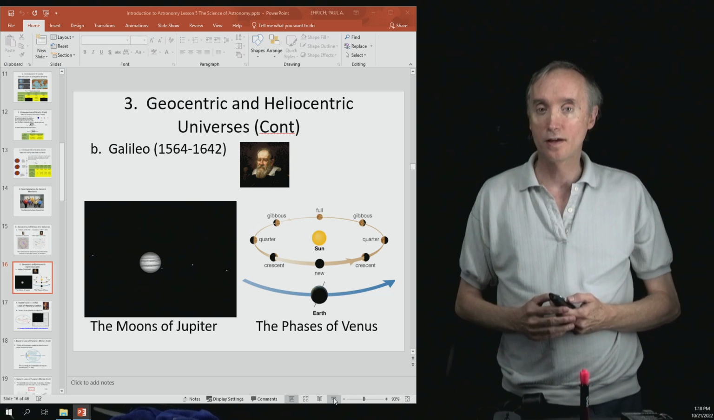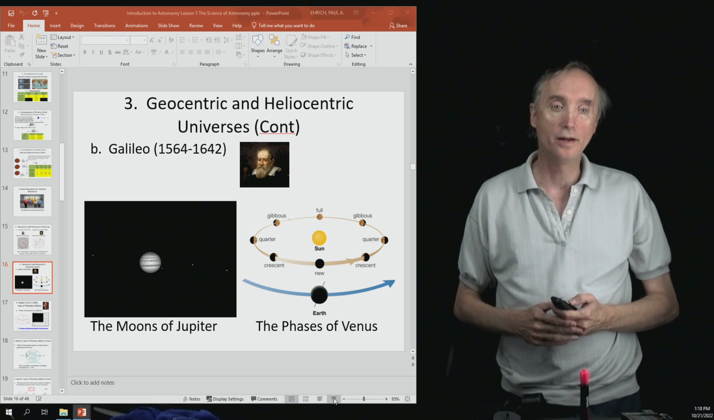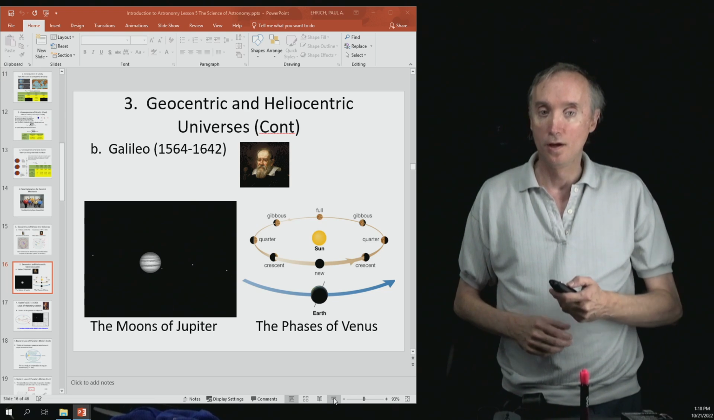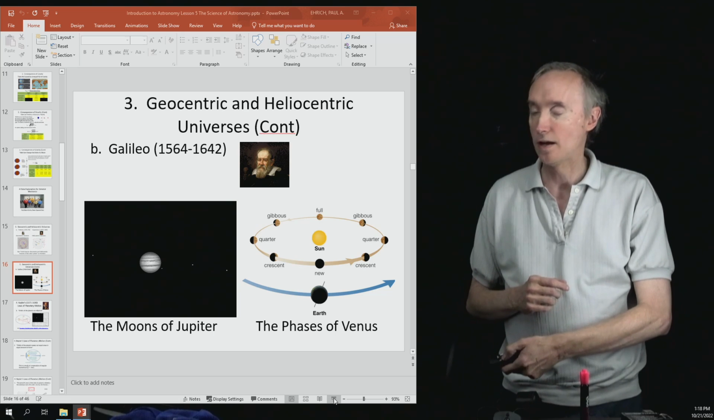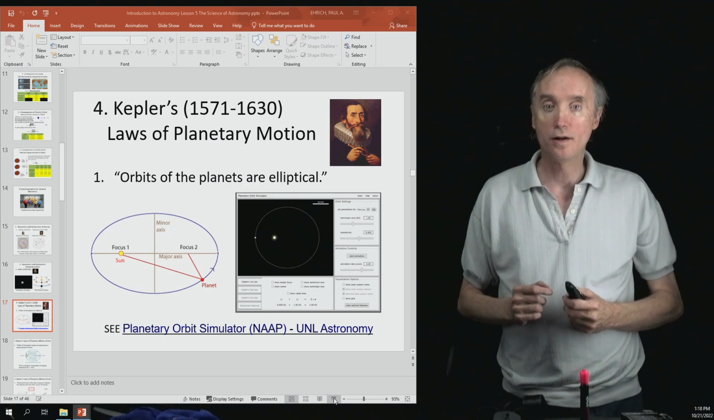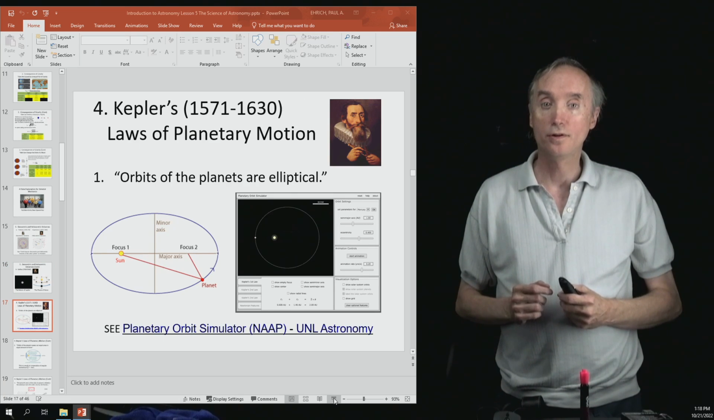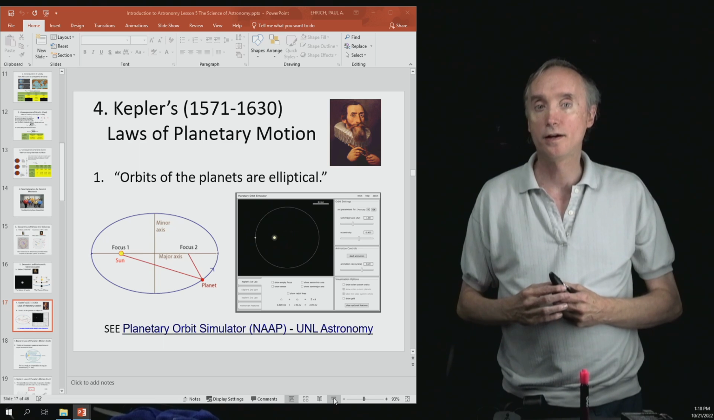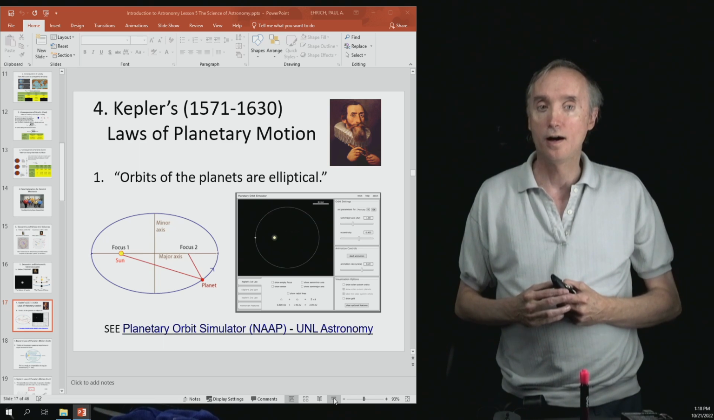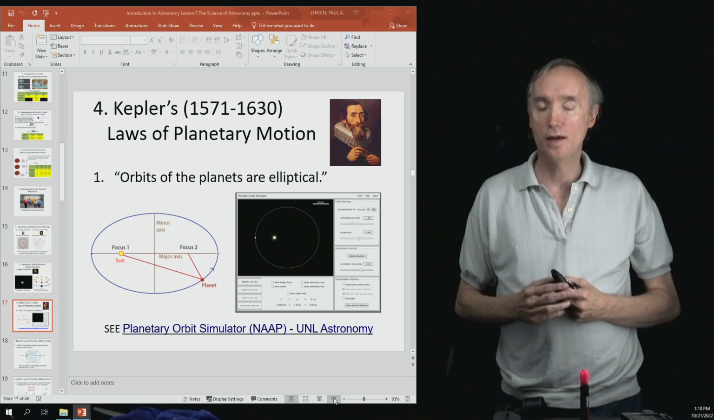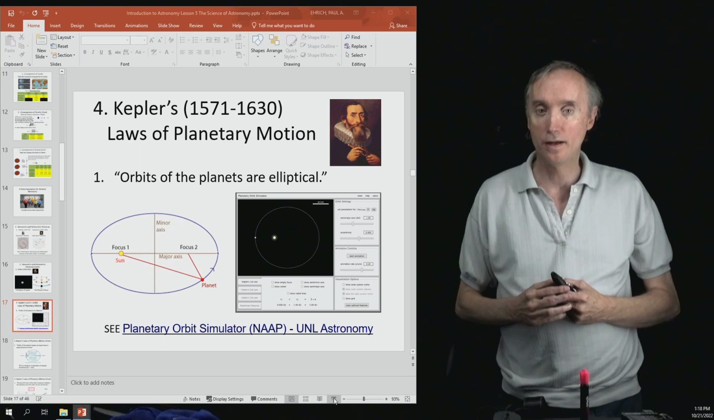In our previous segment, we were talking about Galileo and his contributions to astronomy. Well, a contemporary of Galileo was Johannes Kepler. He was born in 1571 and died in 1630. I don't know if he and Galileo actually ever met, but Kepler was up in Denmark at the time that Galileo was down in Italy.